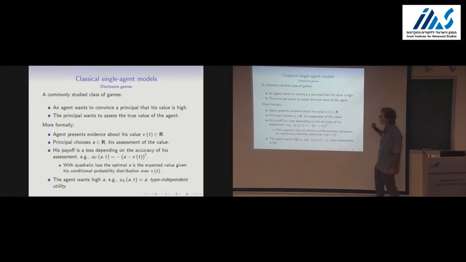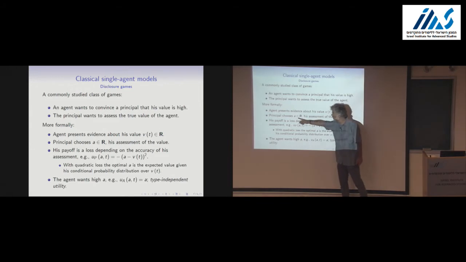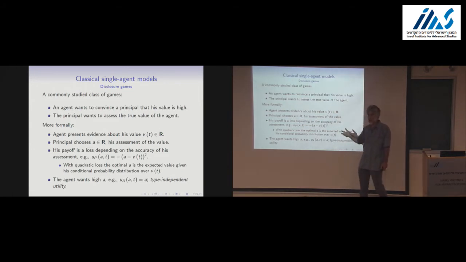So more formally, an agent is going to be presenting evidence to convince the principal of his value, V of t. The principal is going to choose an assessment A, which is going to be a real number, and his payoff is going to be a loss depending on how accurate this is. The farther away this A is from the true value, the bigger the principal's loss. For example, we could assume that the principal's loss is quadratic.